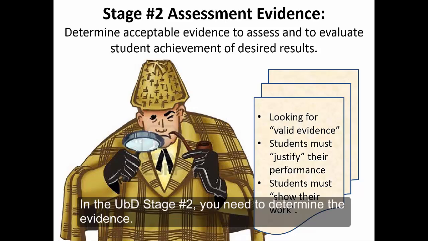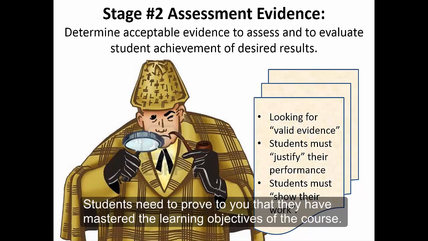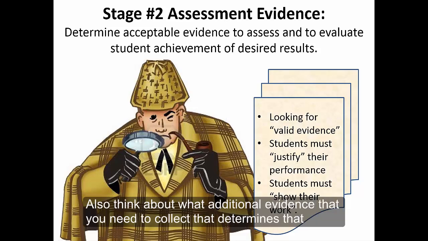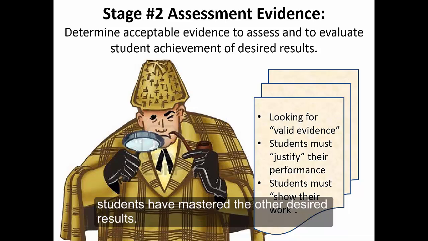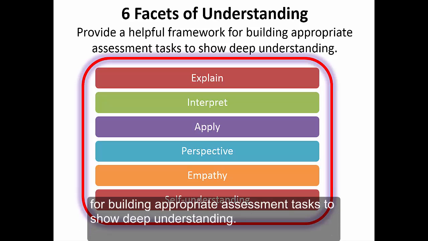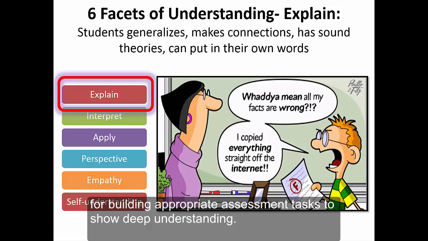In UbD Stage 2, you need to determine the evidence. Students need to prove to you that they've mastered the learning objectives of the course. Think about the performances and the products that the students will need to complete that will provide evidence of meaning making and transfer. Also think about the additional evidence that you need to collect that determines that students have mastered the other desired results. Wiggins and McTighe developed the 6 facets of understanding to provide a helpful framework to provide appropriate assessment tasks to show deep understanding.